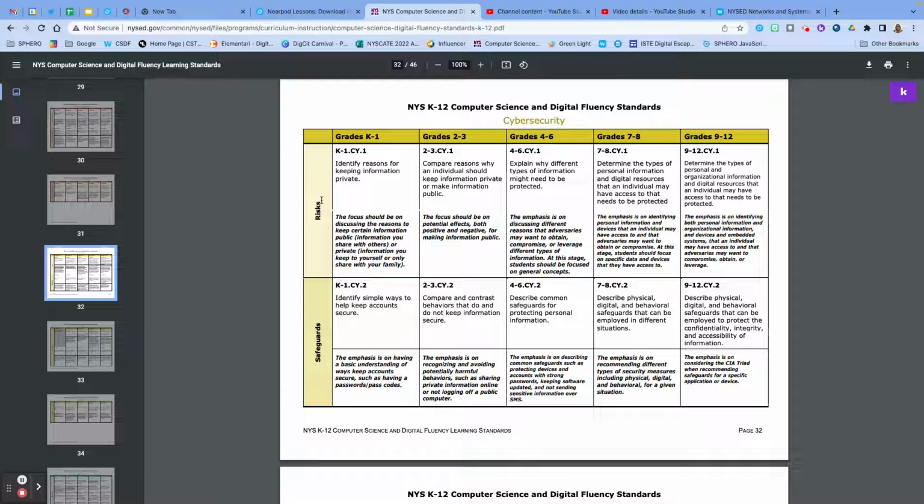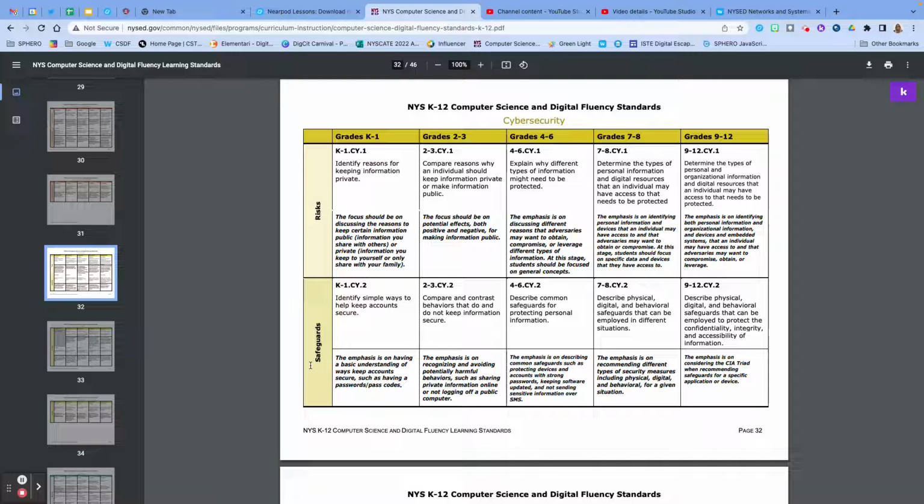So for the first one, for risks, we're really trying to identify why we should keep our information private, who should have access, and how we can protect it. Really, we just know that every time we use technology, we have to consider what we're giving away and what the potential effects are, both positive and negative, of giving that information away.